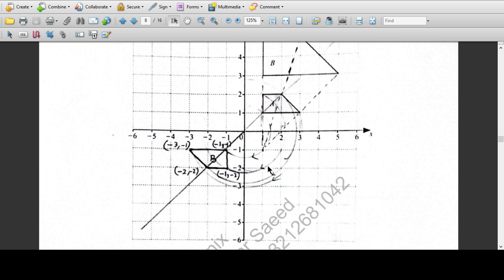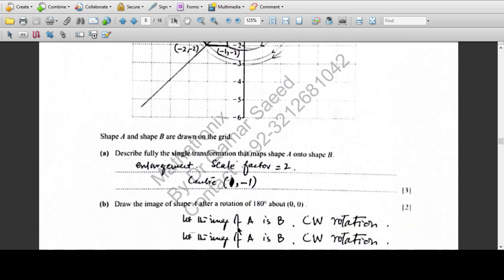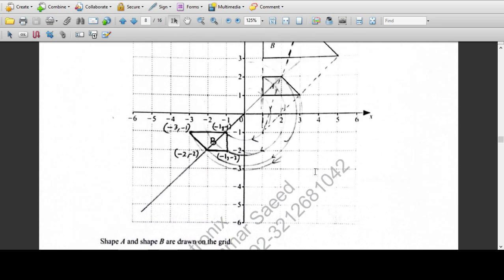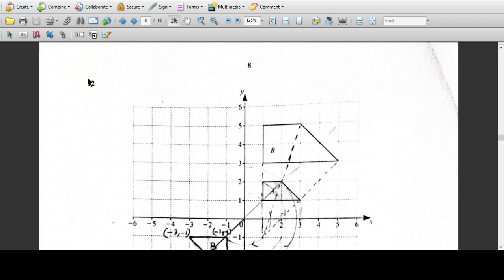So this is a clockwise rotation with the center (0, 0) and the angle is 180 degrees, and we can write down the vertices as (2, -2), (-1, -2), (-1, 1), and (-3, -1). So these are the vertices of this required shape C. This is C, the image of A, a clockwise rotation as shown on the grid. So this is question number 12.